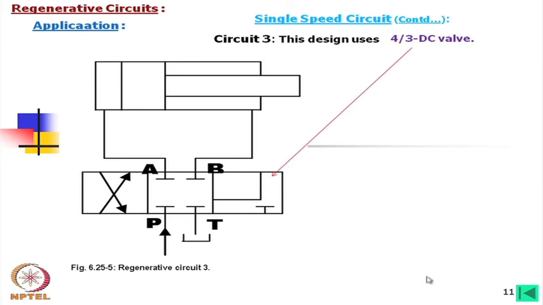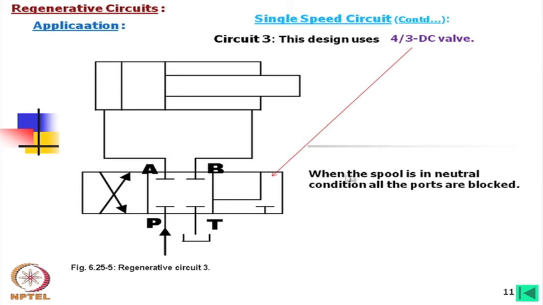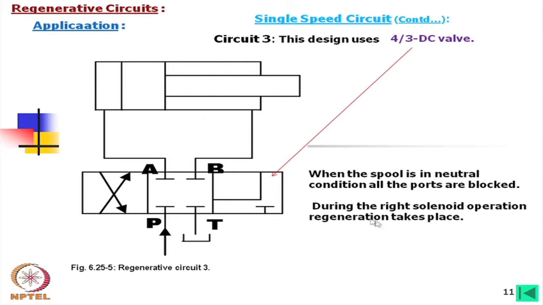4 by 3 valve. This is a 4 by 3 DC valve. Now, when the spool is in neutral condition, all the ports are blocked. So, there is no motion. During the right solenoid operation, regeneration takes place.